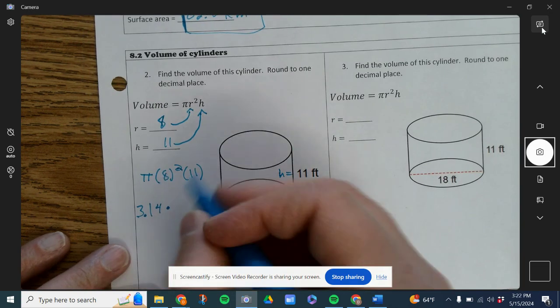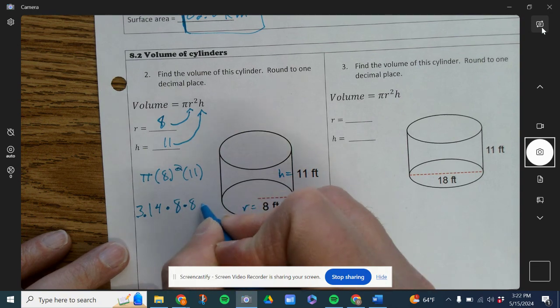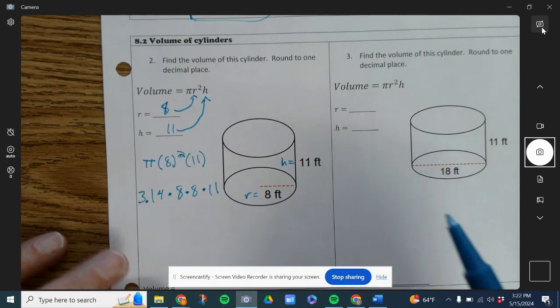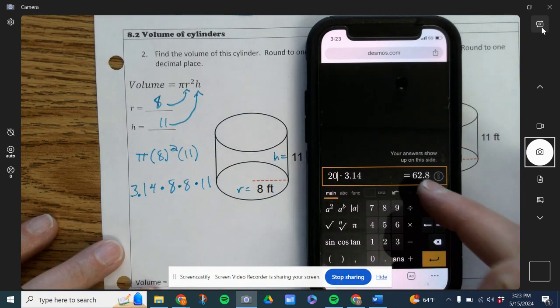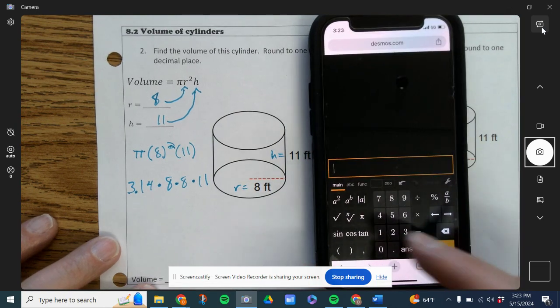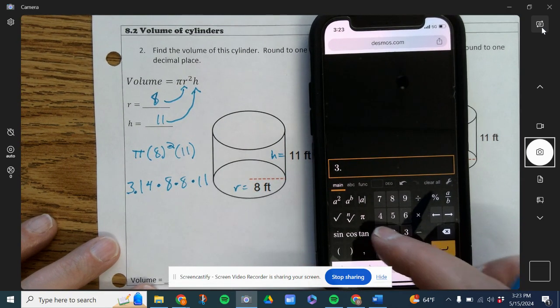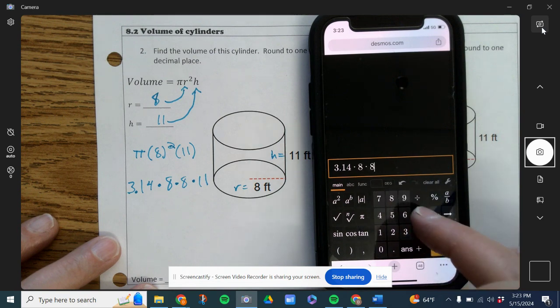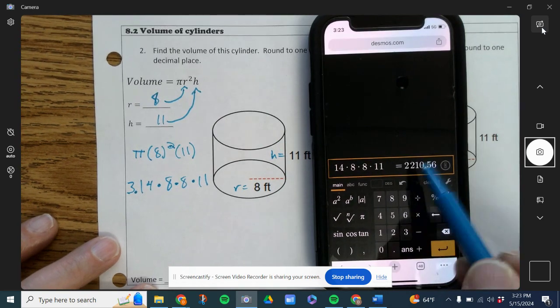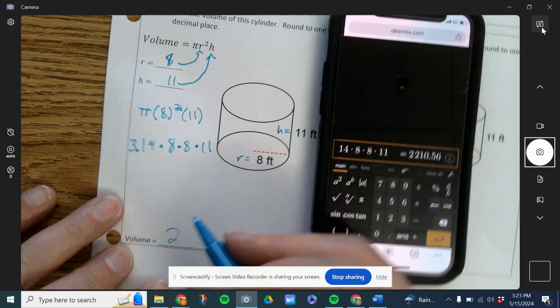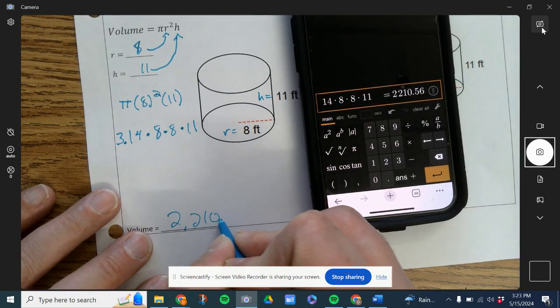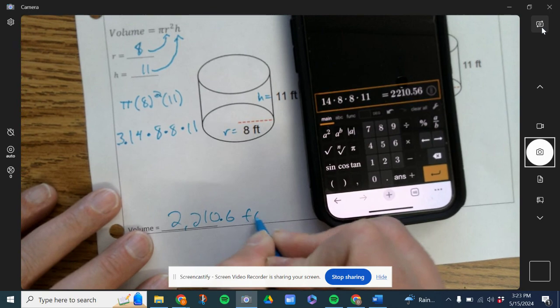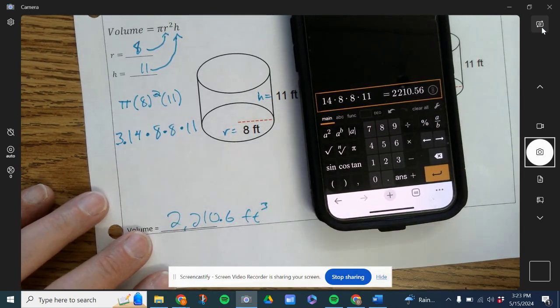Now 8 squared is the same thing as 8 times 8 times 11. Okay. So now I'm just going to pop this entire thing in my calculator. Okay. So I take that 3.14 times 8 times 8 times 11, and I get to 2,210.6 feet cubed because it's volume once we do that, right?